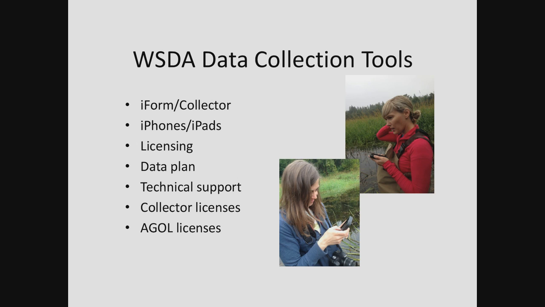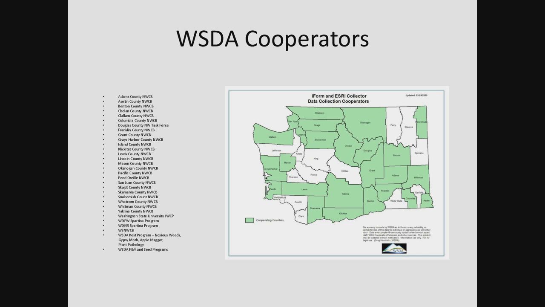We also work with the cooperators to help them get collector licenses and AGOL licenses, so they can continue to progress and work on their mapping at their level. And when I say at their level, mostly who we work with are county noxious weed control boards. We have 39 counties in Washington, and 38 of those counties have activated noxious weed control boards. And nearly 2/3 of those county weed programs are cooperators and use our data collection apps and software.